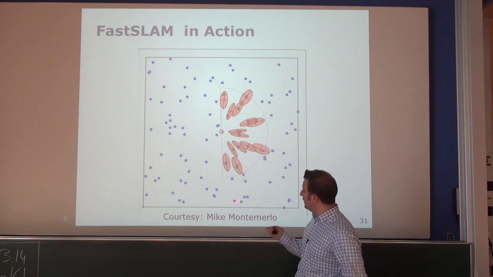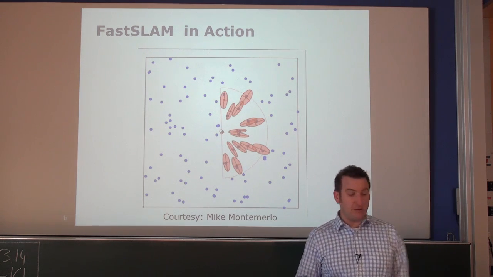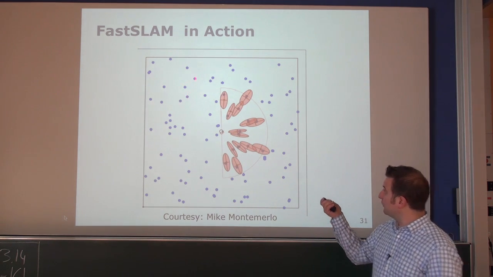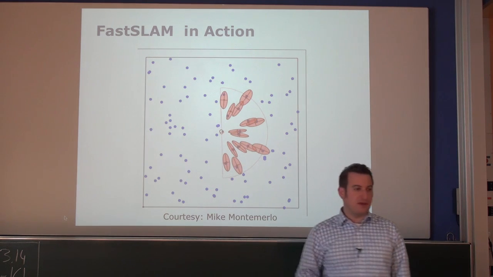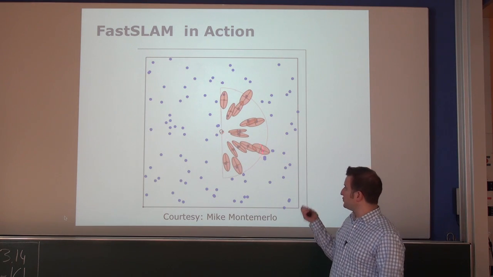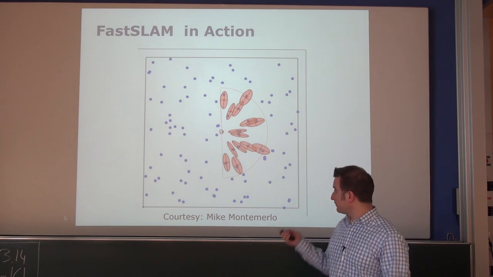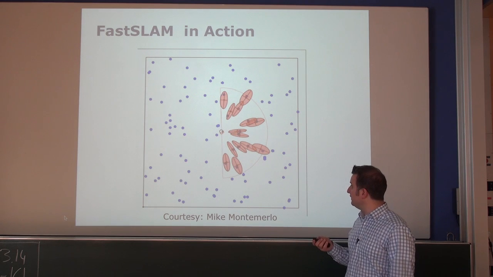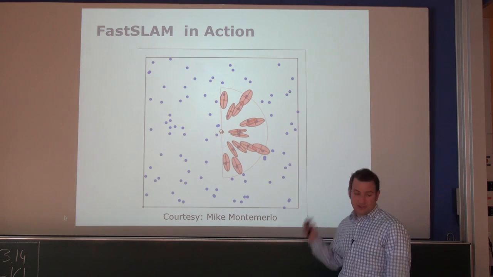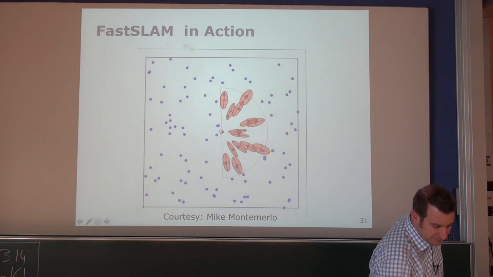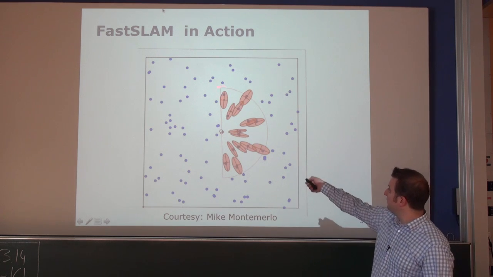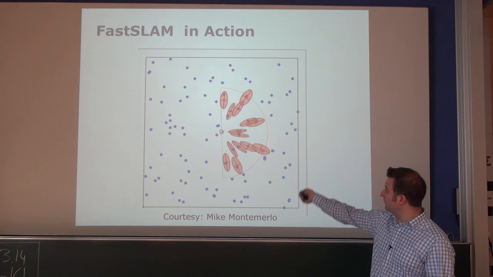So what you see here is a simulated environment. It's a video by Mike Montemerlo. All the blue dots are the ground truth locations of the landmarks. The blue trajectory that you will see evolve is the true trajectory that the vehicle has taken. Red is the estimate. I think the dashed line is odometry. And this part here is the visibility range of the sensor.